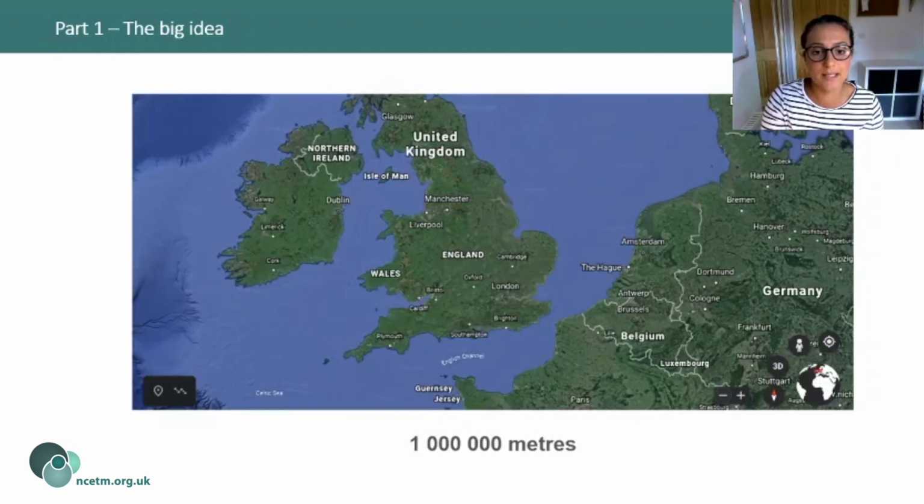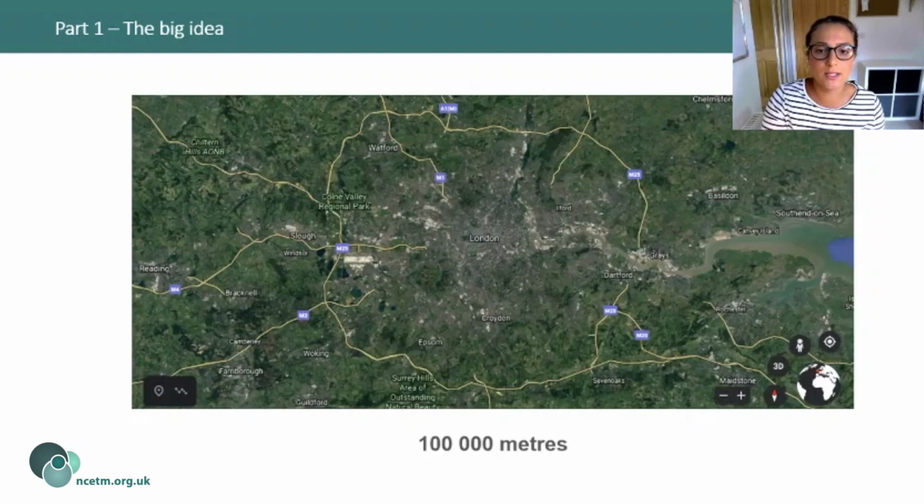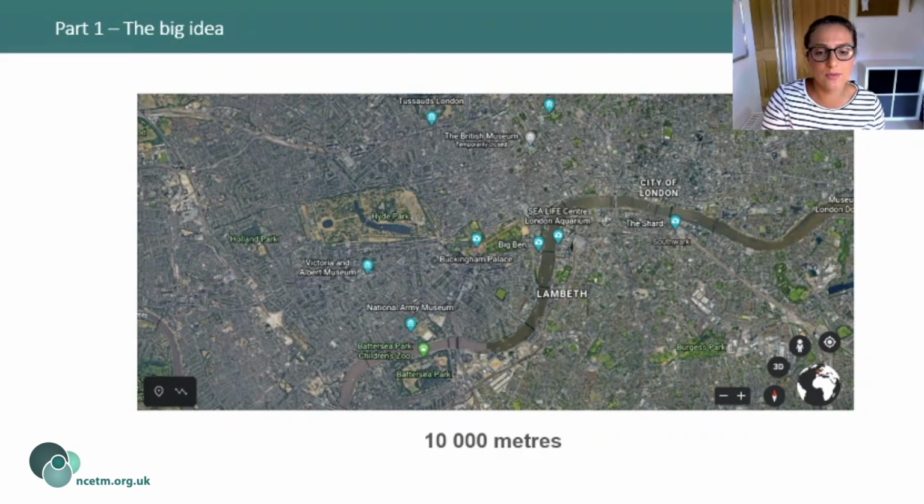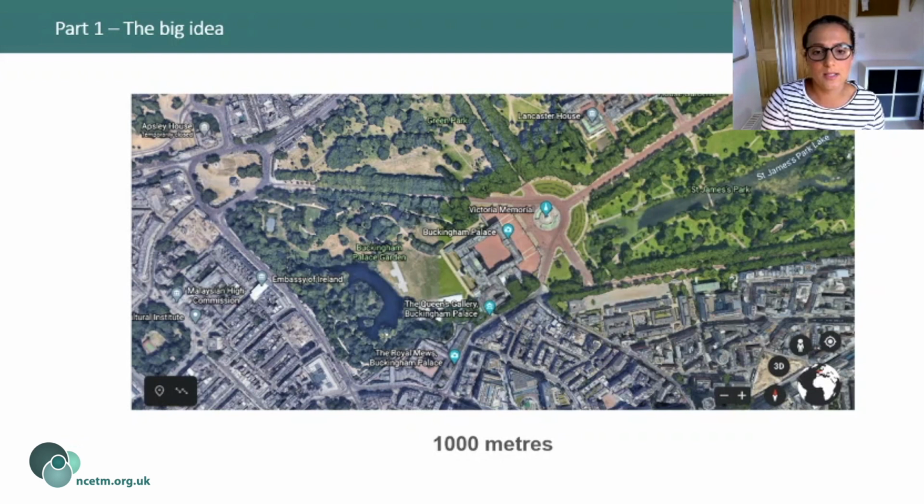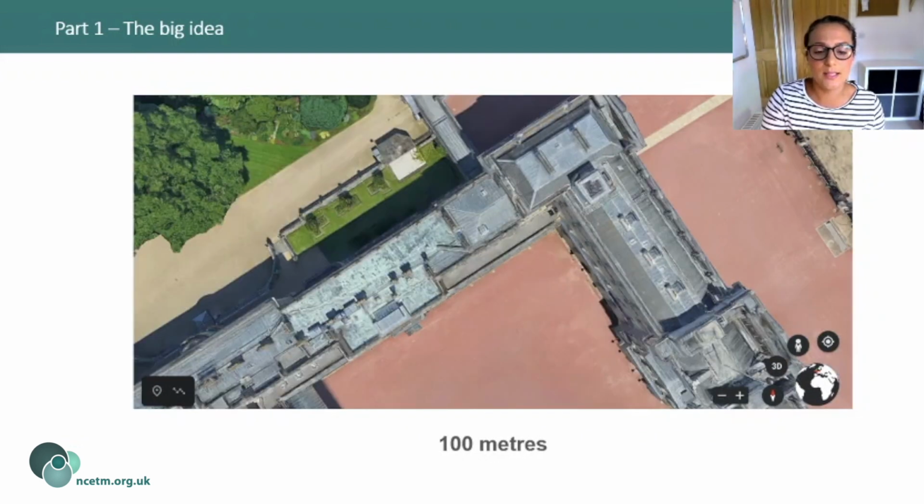And now at just 1 million metres, so 1/10 of the distance, 10 times nearer, we can just see England. We can't see the whole globe anymore, we can just see England. And by going through these different images, getting 10 times nearer or 1/10 as far each time, I can start to give pupils an idea of the importance of multiplying and dividing by 10 and the power that has.